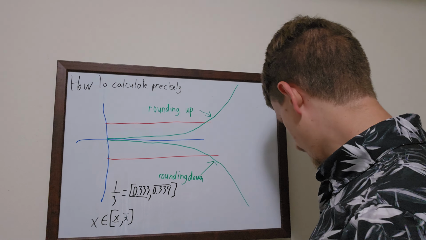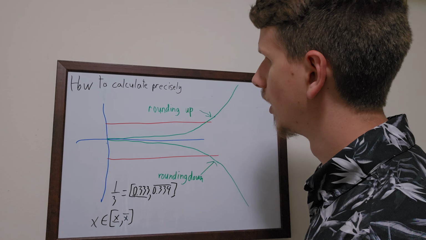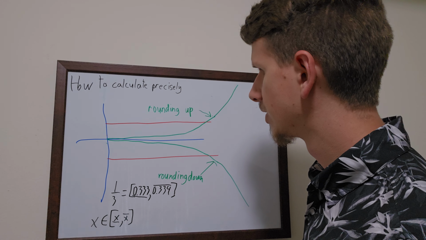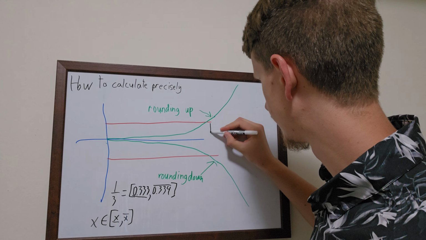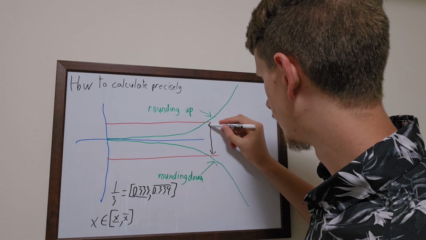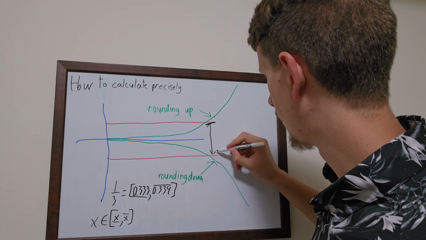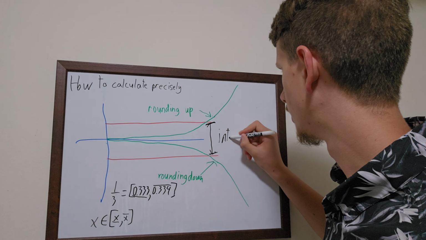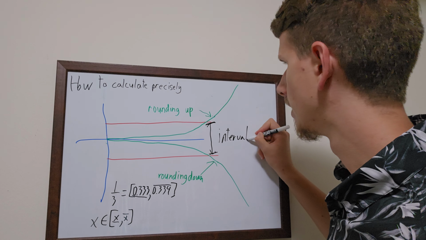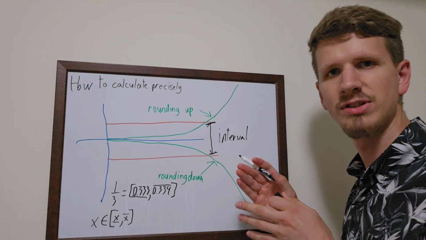And in interval arithmetic, what we do is we take an interval like this. Sorry, it's interval, not arrows. Interval. And we say this is our interval of significance.